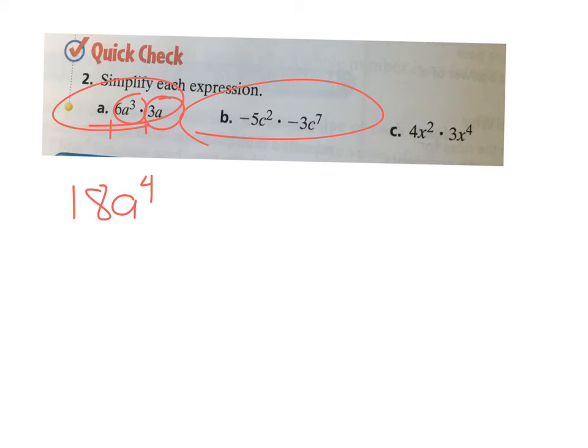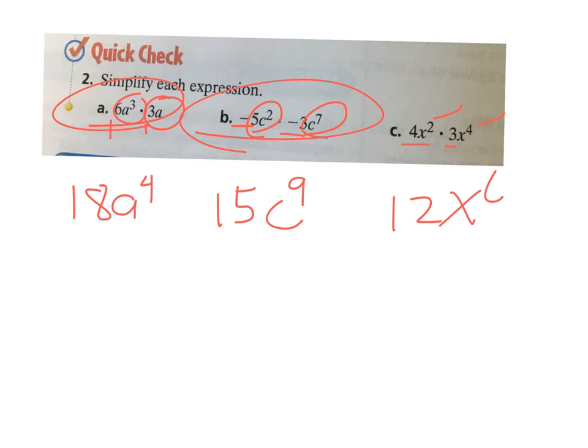Continue with the second one. Again, multiply the coefficients. Negative 5 times negative 3 is a positive 15. c squared times c to the 7th, that's c to the 2 plus 7, or c to the 9th. And then the last one here, 4 times 3 is 12. x squared times x to the 4th, that's x to the 2 plus 4, or x to the 6th.